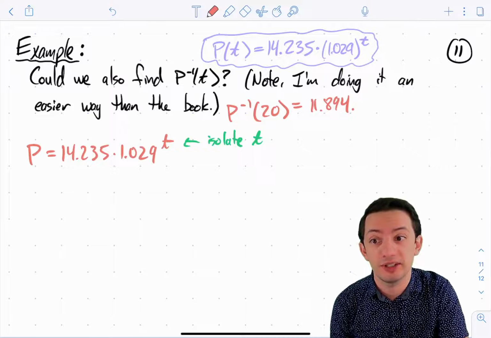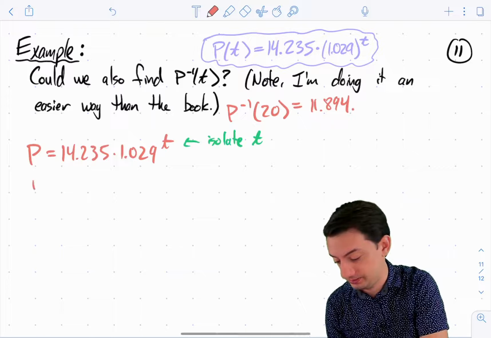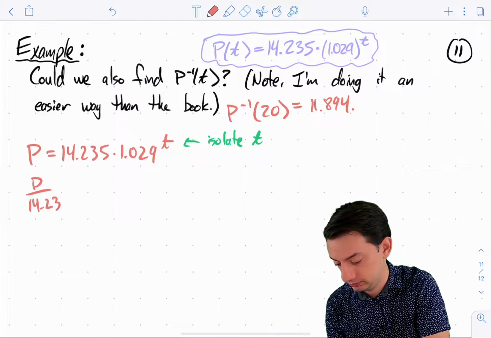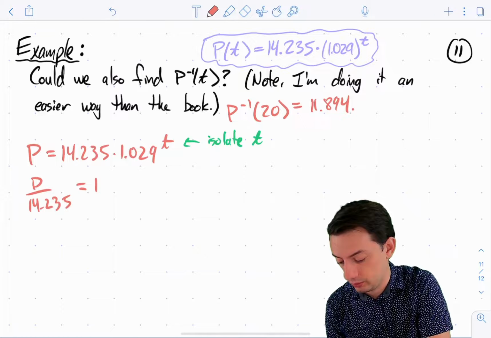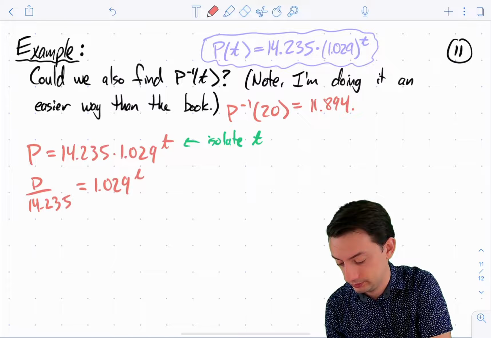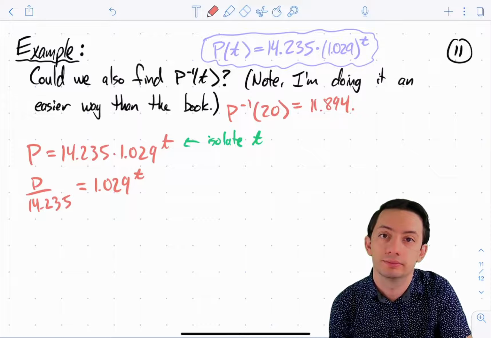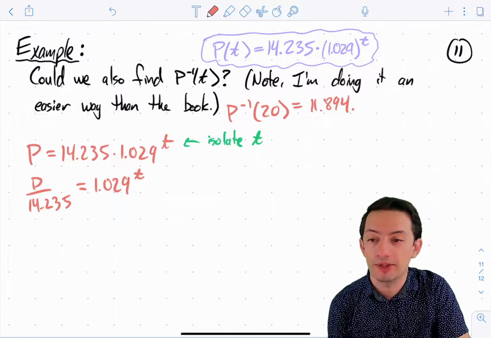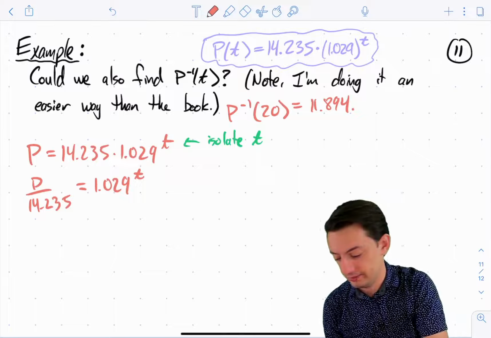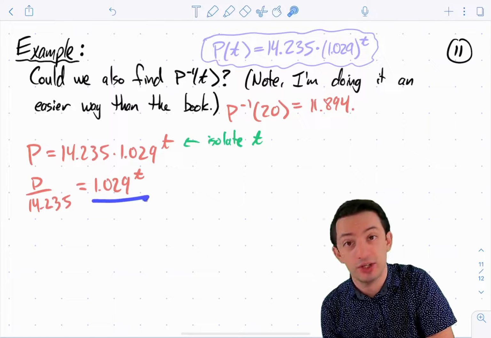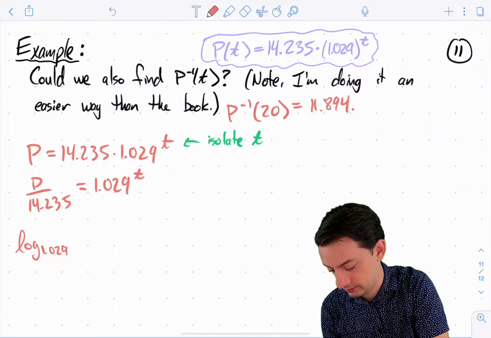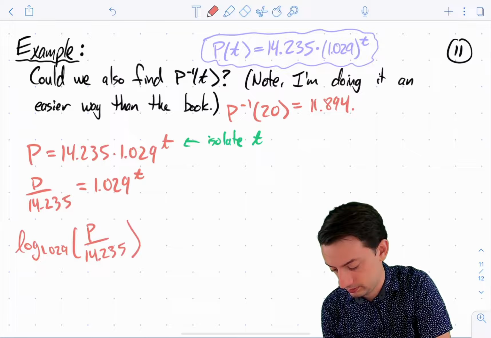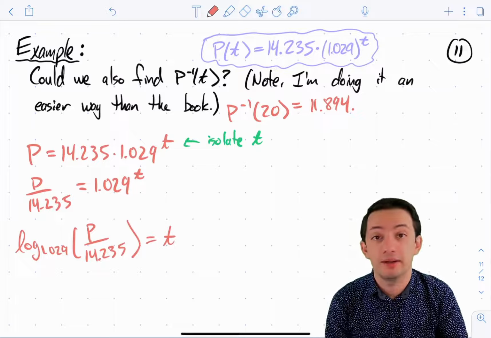So first thing we do is divide by the 14.235. And that's 1.029 to the t. And then we take the log base 1.029 of each side. It will cancel with the exponentiation here, just like on the last slide. And this is our inverse function.